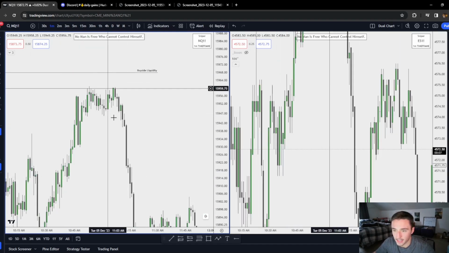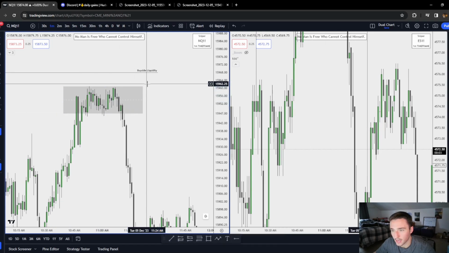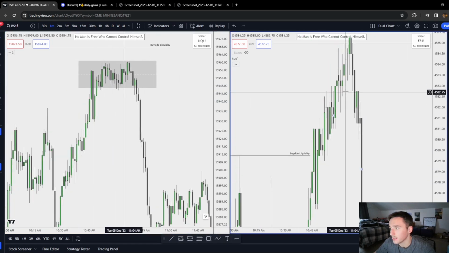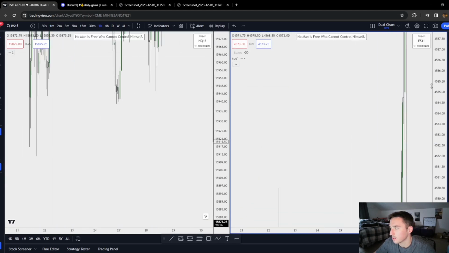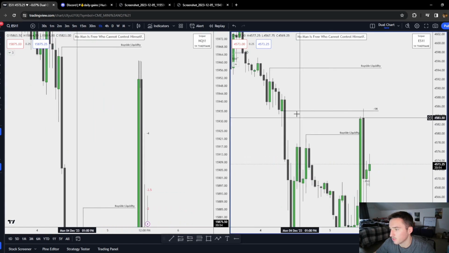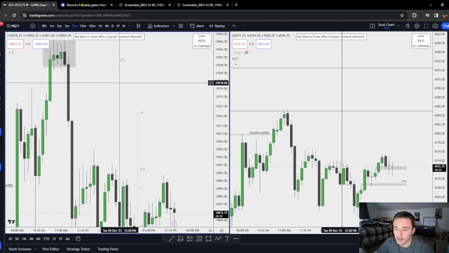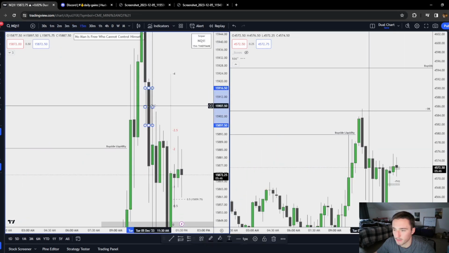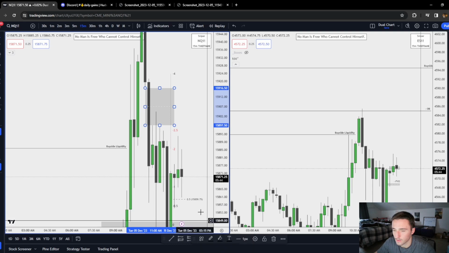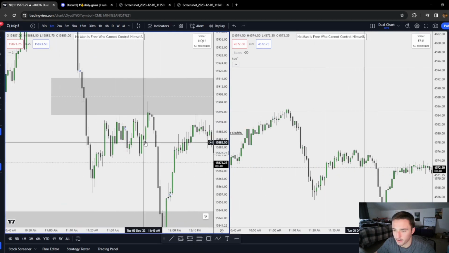We see NQ literally just chilling at these highs, not taking the buy side. ES was pushing higher into this hourly order block that we had right here. So going down to the 15 minute, we created this 15-minute fair value gap, and this was turning into an internal power of 3 right here.